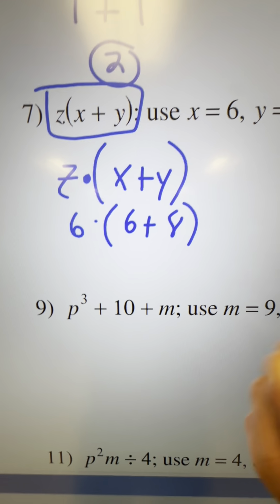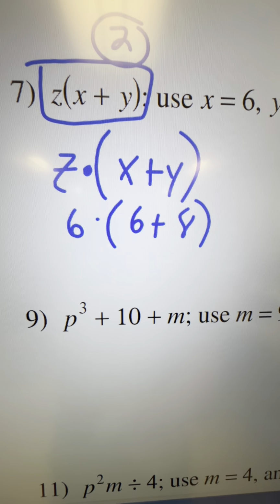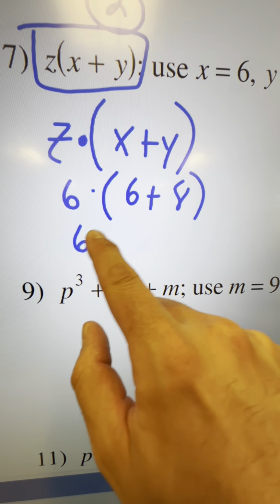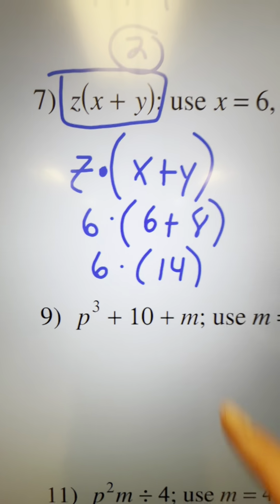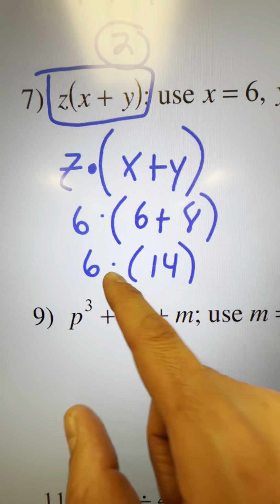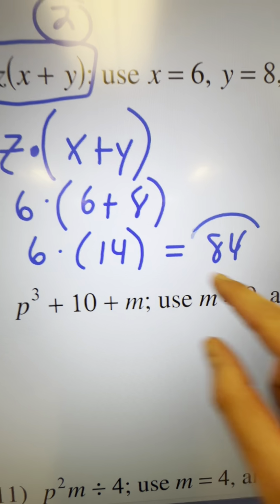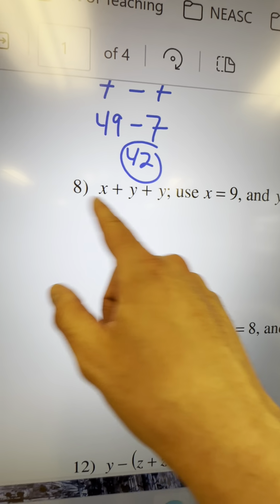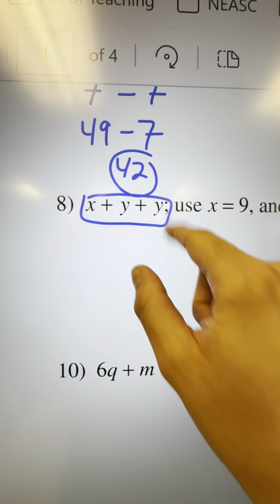And now, what's first? Do I multiply or do parentheses? Parentheses is always the first step. So in the parentheses, I'm going to get 6 plus 8, which is 14. And now, all I got to do is 6 times 14, which is the only thing left. So 6 times 14 will give me 60 and 24, which is 84. All right, this is example number 8. We're going to be adding here, so you can see x plus y plus y.